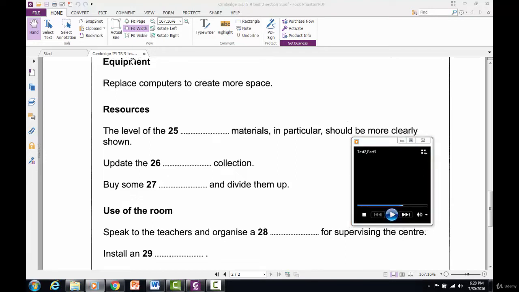So you hear them talk about equipment up here. They talk about replacing the computers for more space. It goes in order, everybody. It's really important also to pay attention to these headings like equipment, resources, use of the room. Those headings in bold help you know when they're switching from one part to another part.